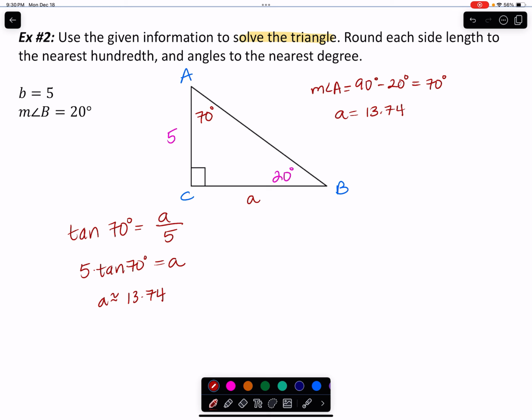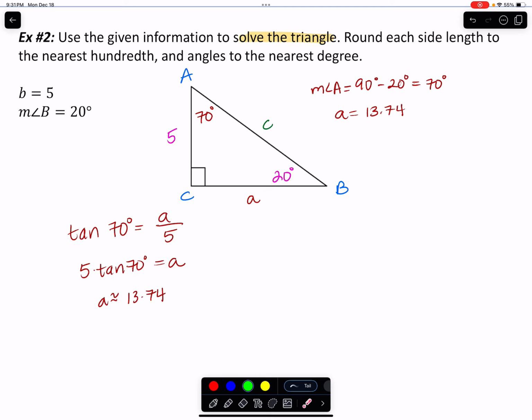Now to get side C, I could use the Pythagorean theorem, this squared plus this squared equals c squared, or I could be a little bit more precise and use some of the given information that I know to find the measure of side C. That's probably the best route to go because you're not going to have rounding error associated with the measure of side A, because we have to remember this is a rounded measure.